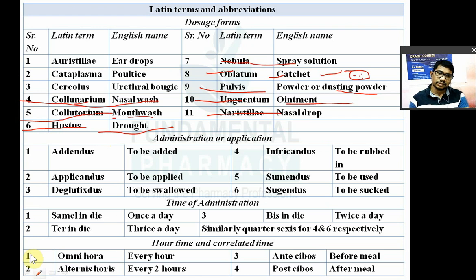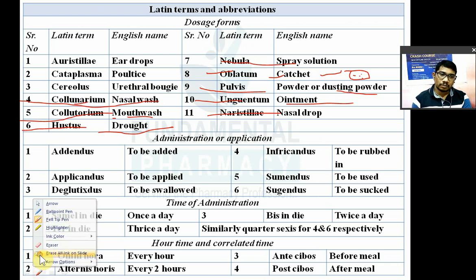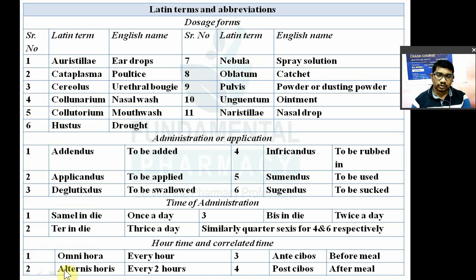So remember, auristillae means eardrop, cataplasma means poultice, cereolus means urethral blockage, colunarium means nasal wash, colutorium means mouthwash, hustus means draught, nebula means spray solution, oblatum means cachet, pulvis means powder or dusting powder, unguentum means ointment, and then naristilli means nasal drop. So these are the few dosage forms in Latin terms. इसके ऊपर क्वेश्चन आता है.